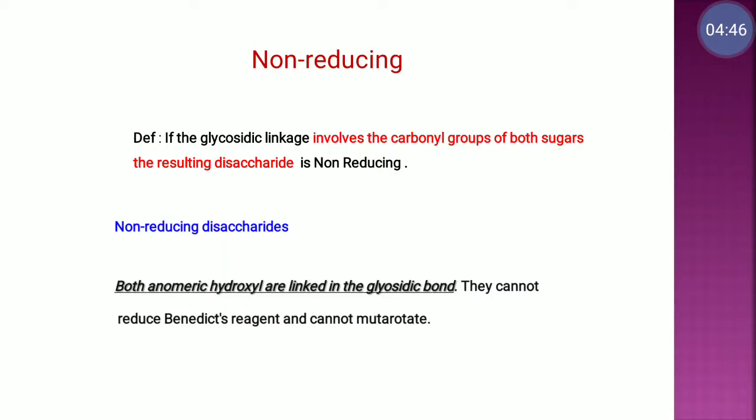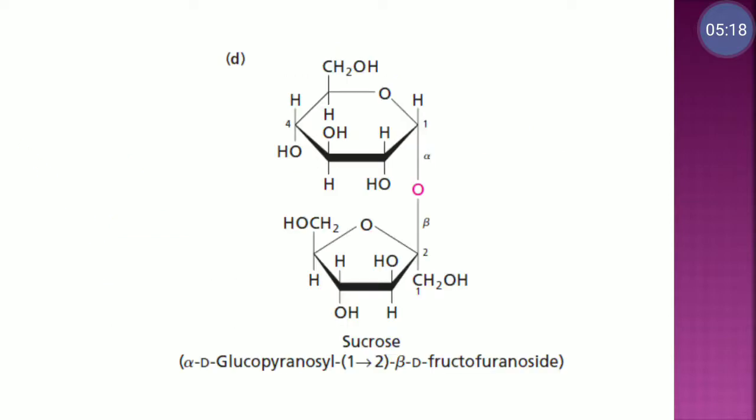Then what about non-reducing sugar? These are the sugars where the glycosidic linkage involves the carbonyl group of both the sugars. Then the resulting saccharide or sugar is called a non-reducing sugar. In this case, both the anomeric hydroxyl groups are participating in the formation of the glycosidic bond. So they can't reduce Benedict reagent, they can't undergo mutarotation. That's why such sugars are called non-reducing sugars.